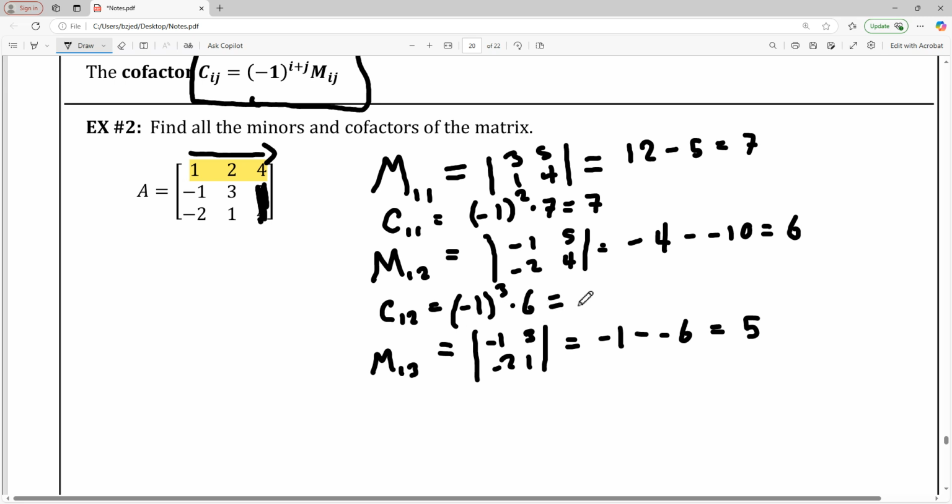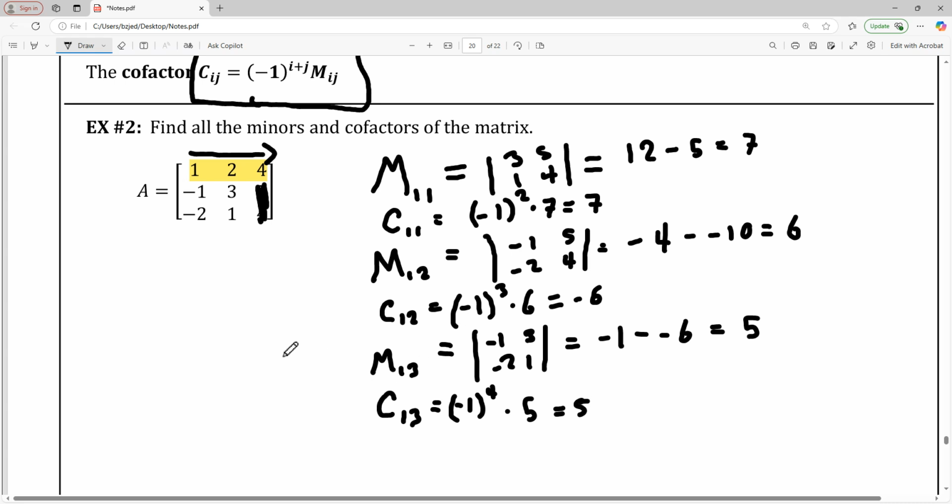Negative 1 cubed is negative 1 times 6 is negative 6. Last but not least, if I want to find cofactor 1, 3, I'm just going to have negative 1 to the power of 1 plus 3, which is 4. And times 5, negative 1 to the fourth power is 1 times 5 is 5.